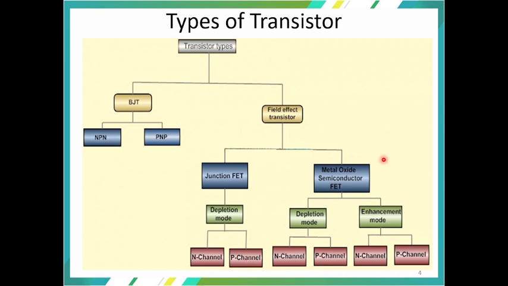In the case of the metal oxide semiconductor field effect transistor, simply the MOSFET, it is classified into two categories. One is the depletion mode, another one is the enhancement mode. In each mode, depletion mode as well as enhancement mode, there will be a P-channel and an N-channel. So these are the types and classification of the transistor.